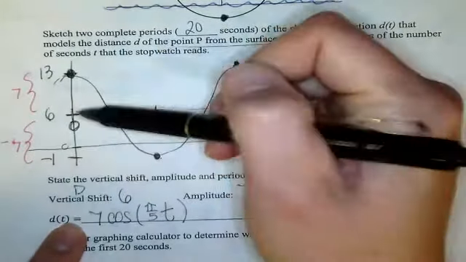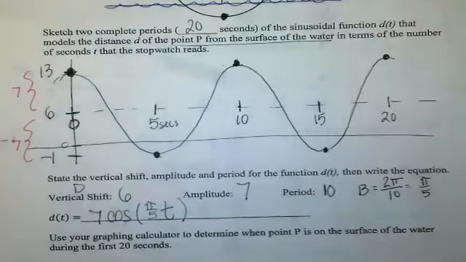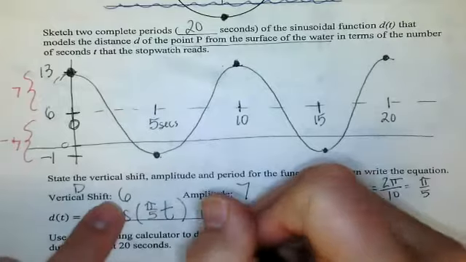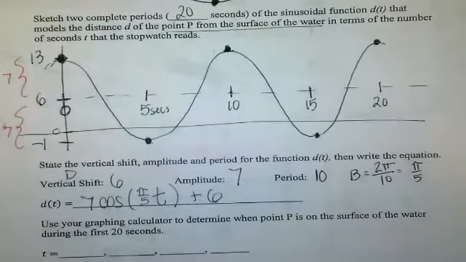And you'll notice this one started at 0, so we don't have any left-right shift. There's no c value here. And then plus our vertical shift. And so this is our equation, which is great.